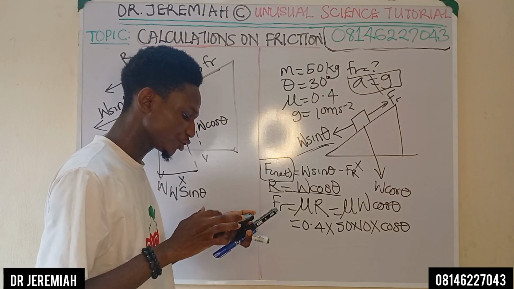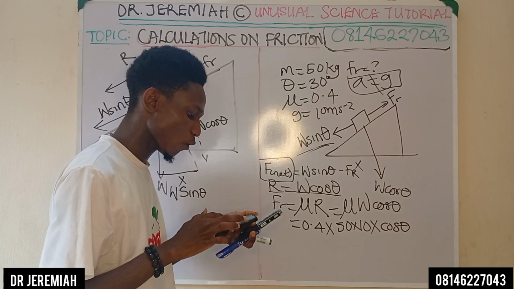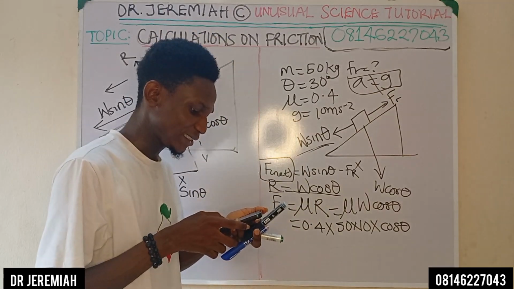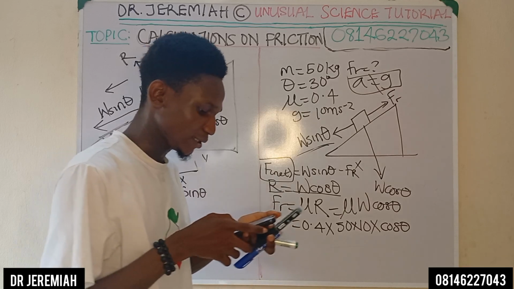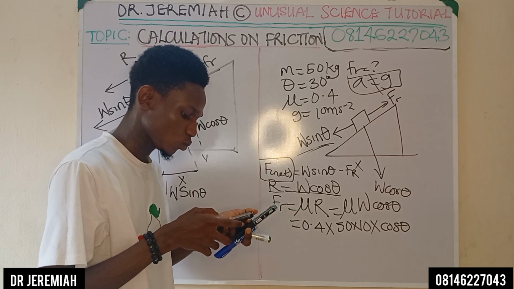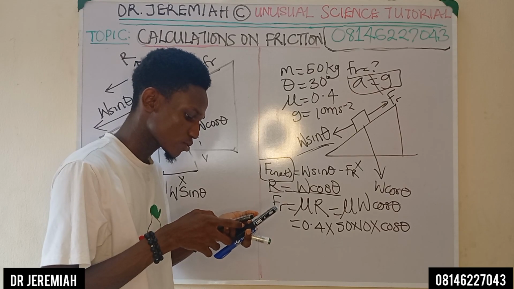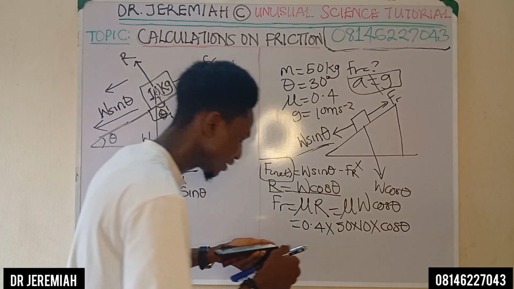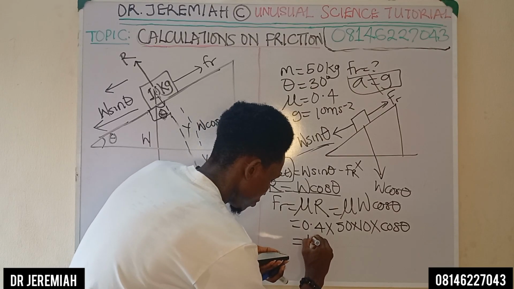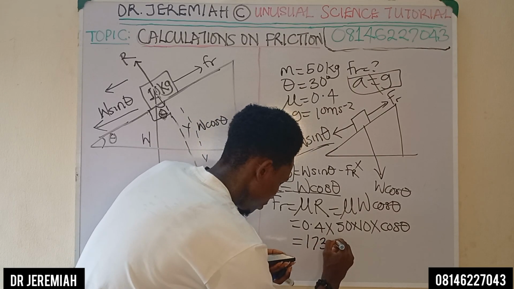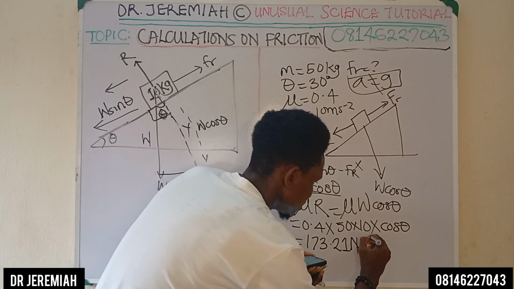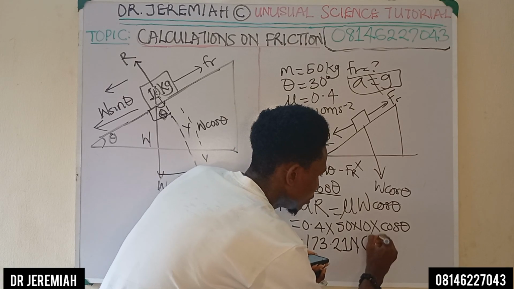Now, quickly punch this on your calculator. We have 0.4 times 50 times 10 times cos 30. Cos 30 is supposed to be root 3 over 2, but since our answers in the question are in decimal form, let's just leave it in decimal form. We're going to have 173.21 Newton, and that is option B.